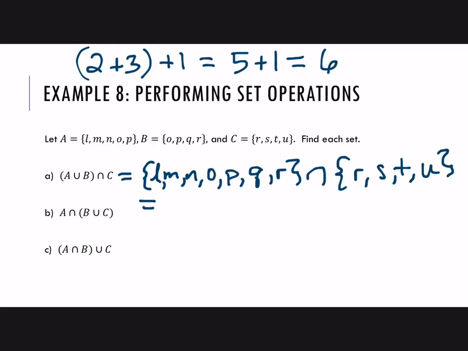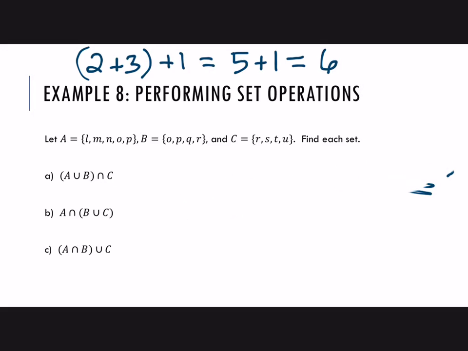So the intersection of those two sets, look for the things that they share in common. I'll start with the shorter one, and I'm just going to look in the larger set to see any R's, S's, T's, and U's. Well, I have an R, that's in both. No S, no T, no U. So R is the only thing that is in both of those sets. So the answer is the set containing R.